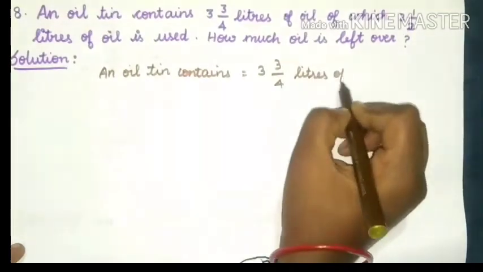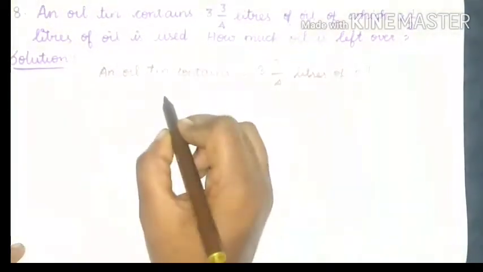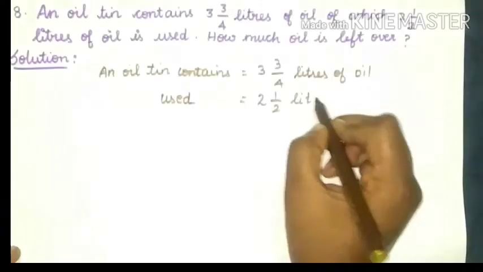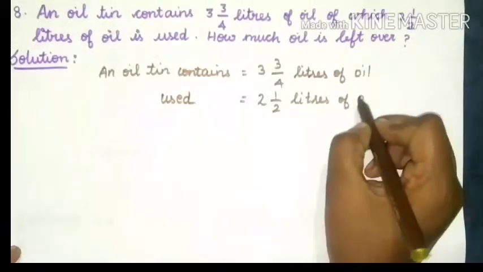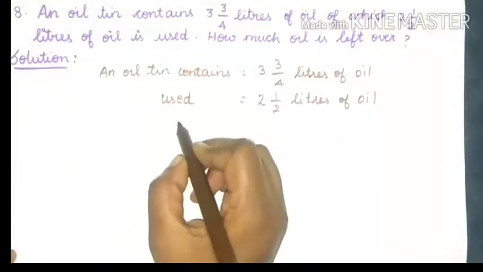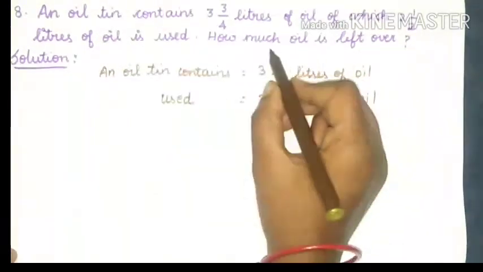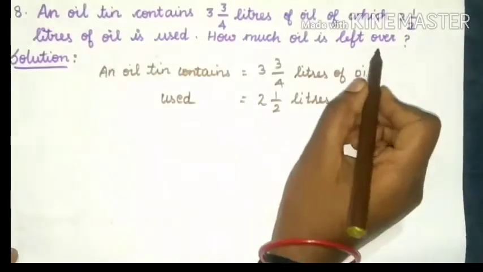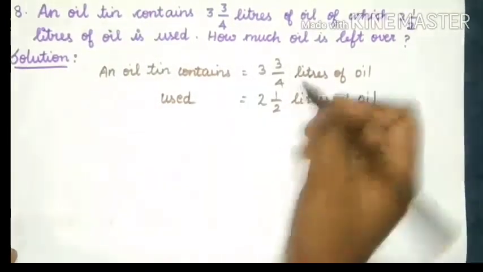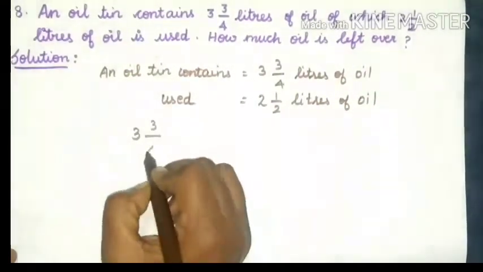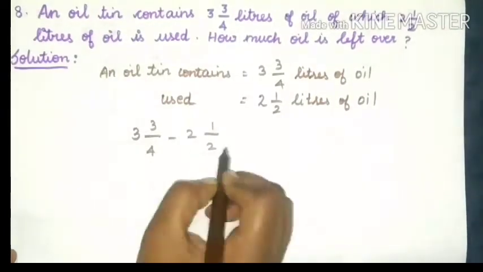An oil tin contains 2 3 by 4 liters of oil. In that, 1 1 by 2 liters of oil are used. We have to find the remaining, that is, how much oil is left over. For that you have to subtract these two fractions: 2 3 by 4 minus 1 1 by 2.